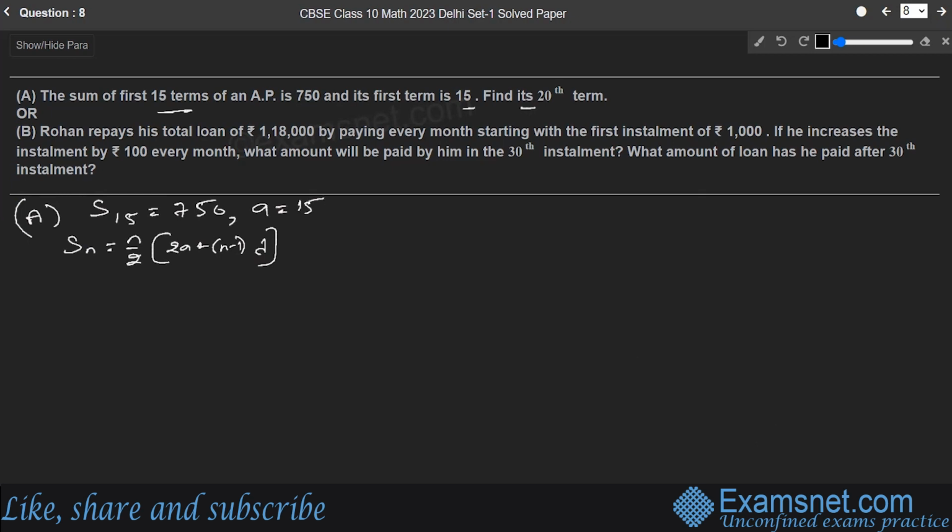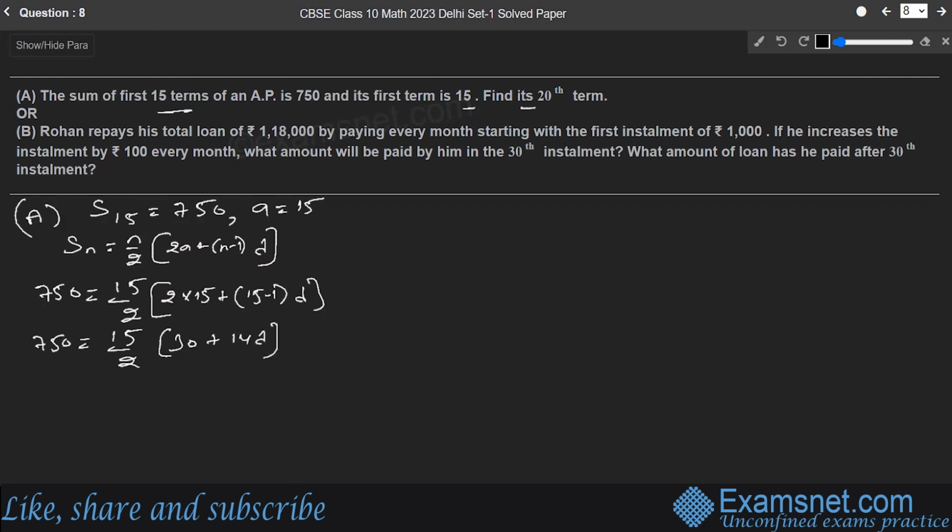So let us put the a, Sn and n values in the sum of n terms formula. There are 15 terms involved. So S15 is 750, which is equal to 15 by 2 into twice a. A is 15, so it is 2 into 15 plus n minus 1, that is 15 minus 1, into d, which is unknown. So 750 on the left-hand side, and 15 by 2 times 30 plus 14d. This is what remains. If you solve this further, 15 can cancel 750 to give 50, and this becomes 100 is equal to 30 plus 14d, in which we can find out 14d is equal to 70 and the d value simply comes out to be 5.